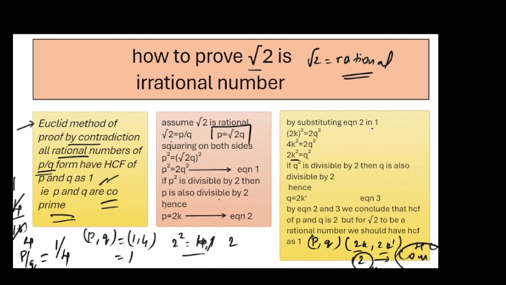Hence, what did Euclid say now? If root 2 is rational, then it should have an HCF of 1, but it does not have that here. It is contradicting the definition of rational numbers itself. So if it is not rational, it has to be irrational, correct?